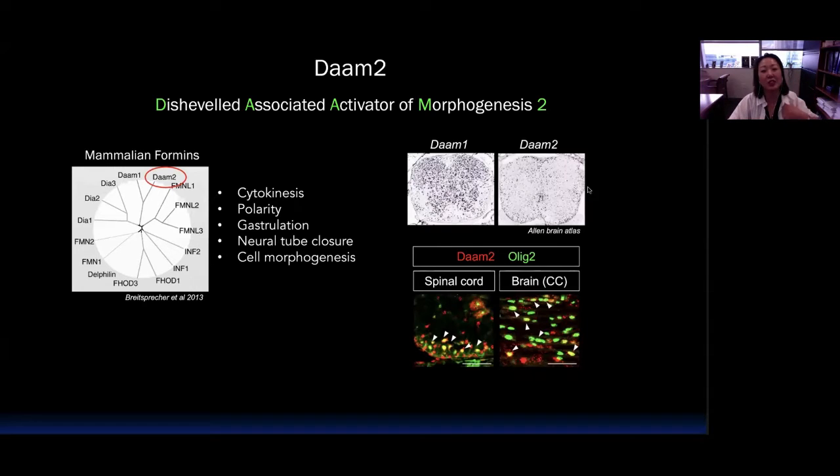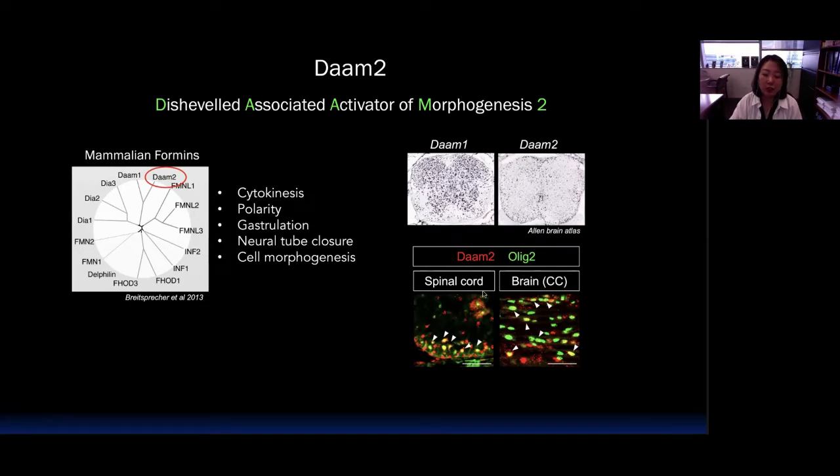This very non-overlapping expression pattern suggests different functions. DAAM1 function has been very extensively studied over 30 years in neurons, obviously in the neuroscience field. However, for DAAM2 function, when I first touched on this gene, there was no characterization of its function. So my first investigation when I was a postdoc was to find out what DAAM2 function is in glia, because it is very restricted in its expression to glial cells, both oligodendrocytes and astrocytes.